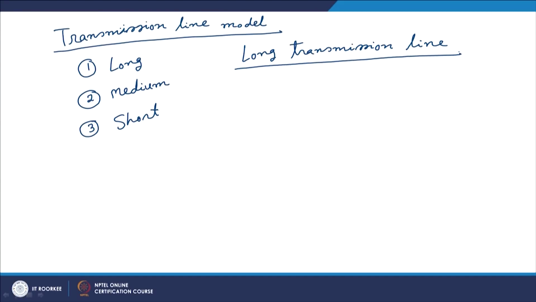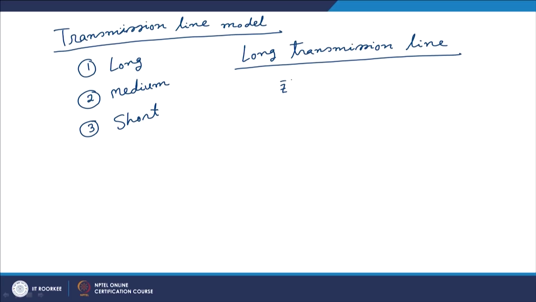We know that any long transmission line is actually represented by distributed line parameters. That means, we say that any long transmission line has some impedance Z per unit length and shunt charging susceptance Y per unit length, and this unit length can be per meter, per kilometer, anything.